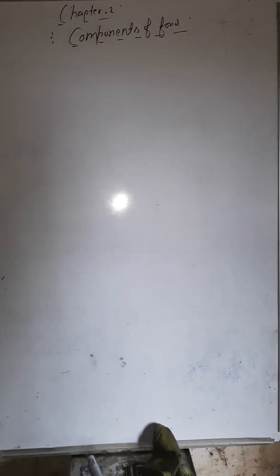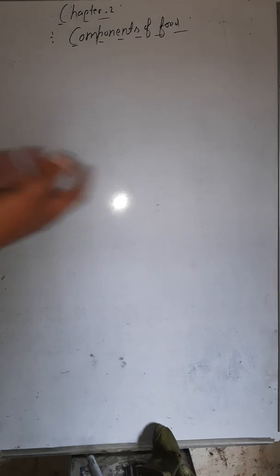Now students, today we will move ahead in chapter number 2, components of food. In the previous video I taught you about the different types of nutrients like carbohydrate, fat, vitamins, proteins, fibers, etc. So these things we have talked about in the previous video. Today I am going to tell you the different kinds of vitamins.